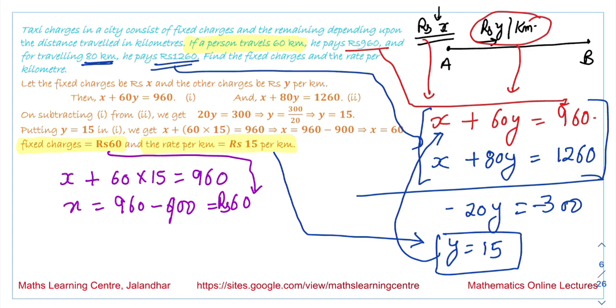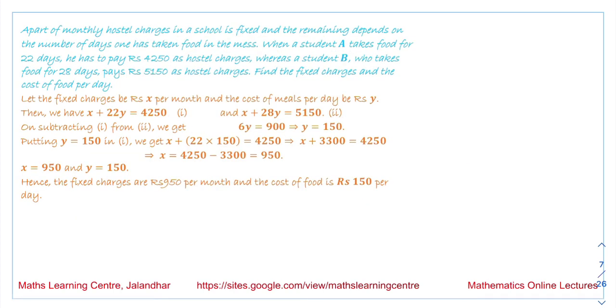A part of the monthly hostel charges in a school is fixed. So suppose this is the fixed part over here. The fixed charge, suppose, is rupees x per month, and the remaining charges depend upon the number of days one has taken food in the mess. Suppose the remaining charge is rupees y per day.